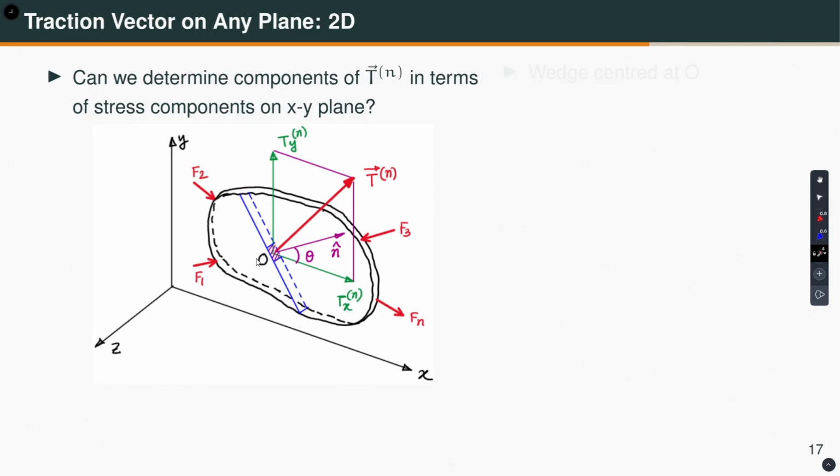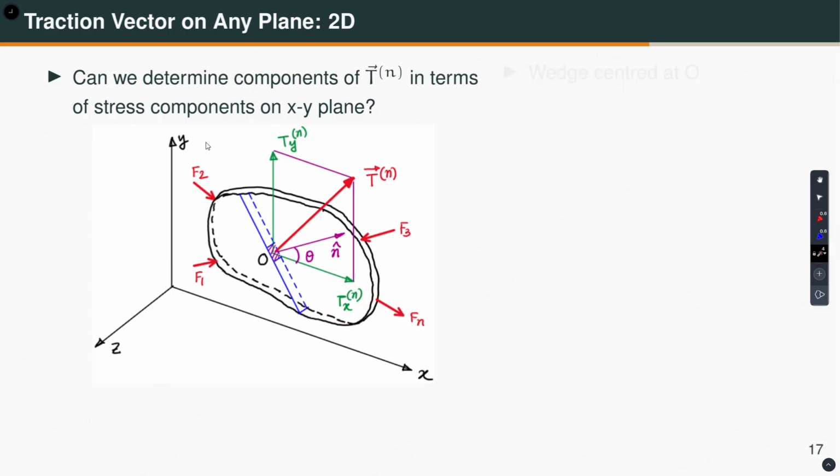Okay. So, the stress vector or the traction vector at that point is Tn, and this plane has a unit normal n hat. Okay. So, the question is, can we determine the components of Tn in terms of the stress components on the xy plane? Okay. So, let us see how we can do that. Of course, this we can resolve into its rectangular components Tnx and Tny.